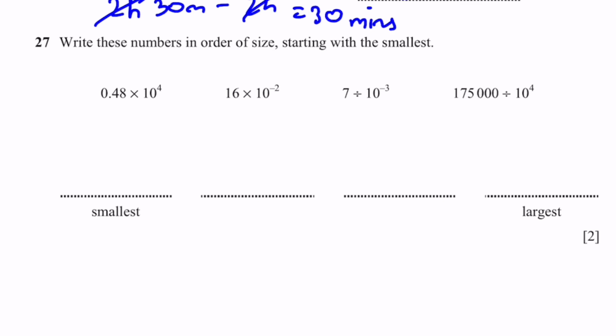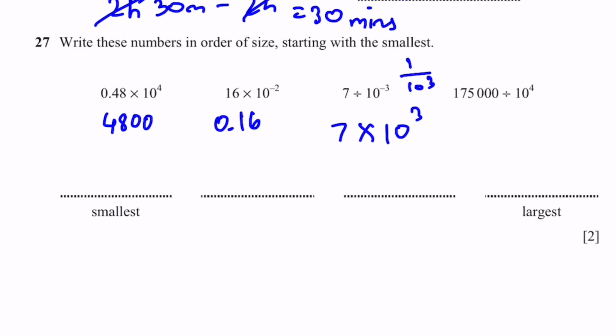Question 27. Write these numbers in order of size, starting with the smallest. First, let's make these into normal numbers. That's equal to 48 and then 2 zeros. That's 4,800. And then that's equal to 0.16, the next one. The third one is equal to 7 into 10 to the power of 3, because 10 to the power minus 3 is equal to 1 by 10 to the power of 3, and we're dividing by it. Therefore, 7 into 10 to the power of 3 is equal to 7,000.